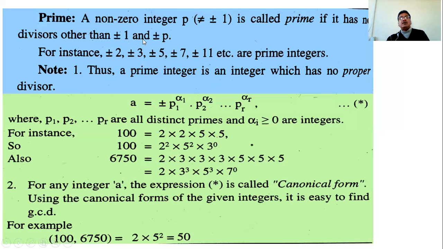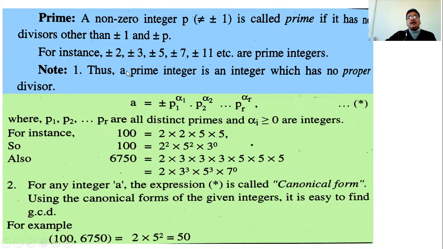Only these are called improper divisors. And what are the proper divisors? Suppose 8. What are the divisors of 8? Plus minus 1 and plus minus 8. These divisors of 8 are called improper divisors, not proper divisors. And what are the proper divisors of 8? Plus minus 2, plus minus 4. These are called proper divisors of 8.